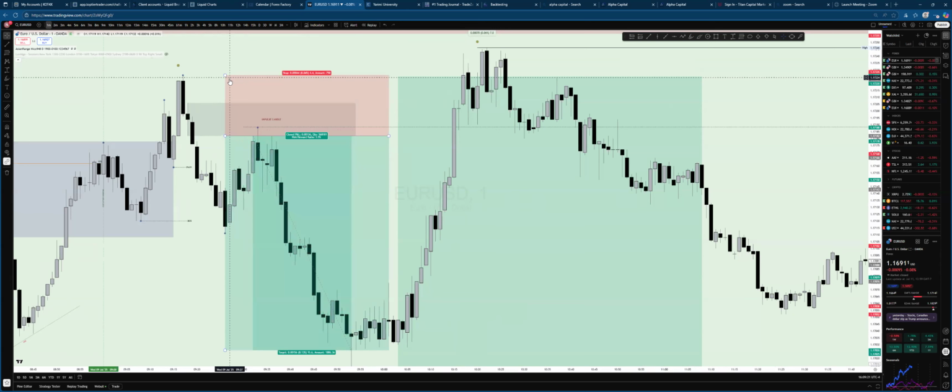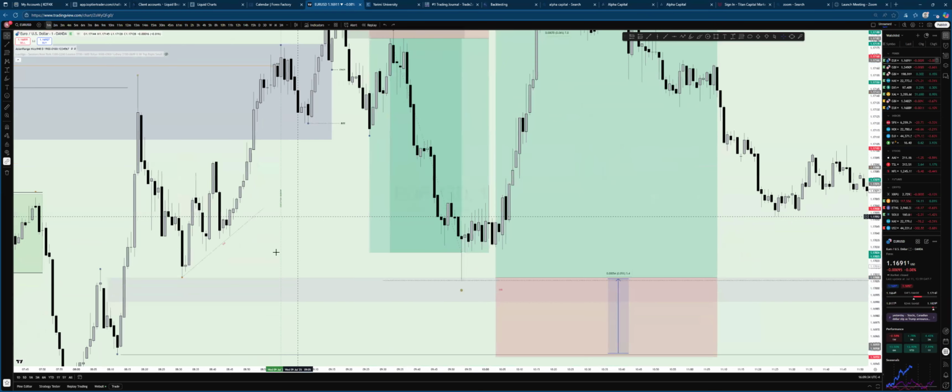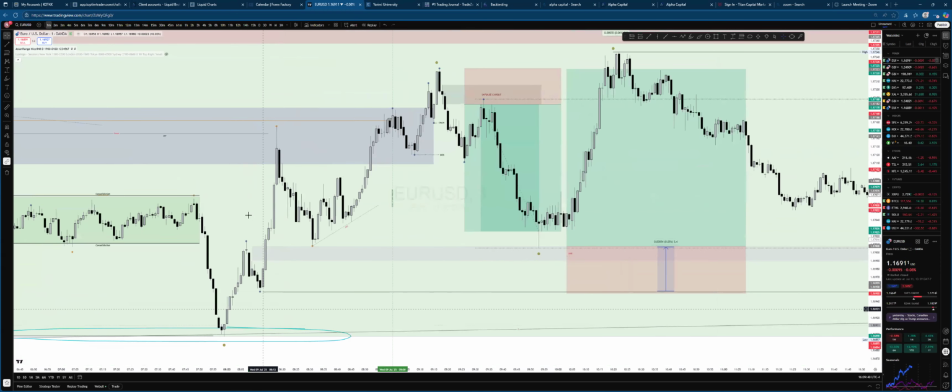Why? Because it's a 4.4 pip. Had I made it right here, it would have been 2.4 pip. It would have been a 1 to 6. But instead, I like my 1 to 3, full TP. I don't have to worry about taking partials. I just take it like this. And on top of that, I wanted to just come sweep the trend line, because my bias was buys. Remember, all of this.